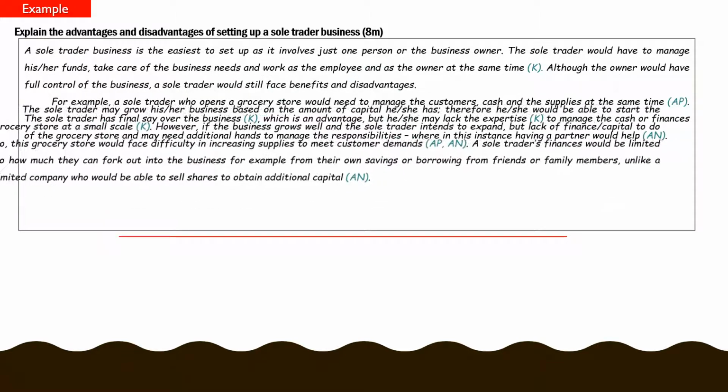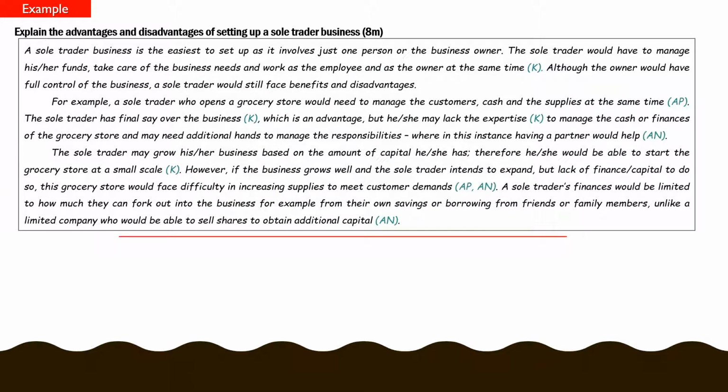In paragraph 3, the sole trader may grow his or her business based on the amount of capital he or she has. Therefore, he or she would be able to start the business at a small scale. Now, that again is knowledge for setting up an advantage, because whatever amount of money he or she has, he or she would be able to start the business at a very small scale. However, if the business grows well and the sole trader intends to expand but lacks finance or capital to do so, the grocery store would face difficulty in increasing supplies to meet customer demands.